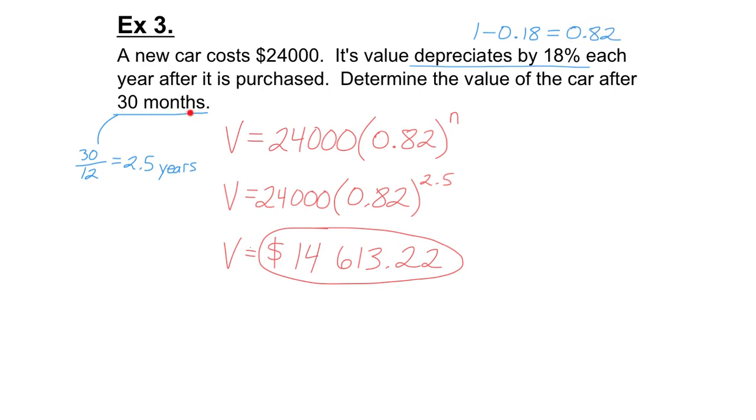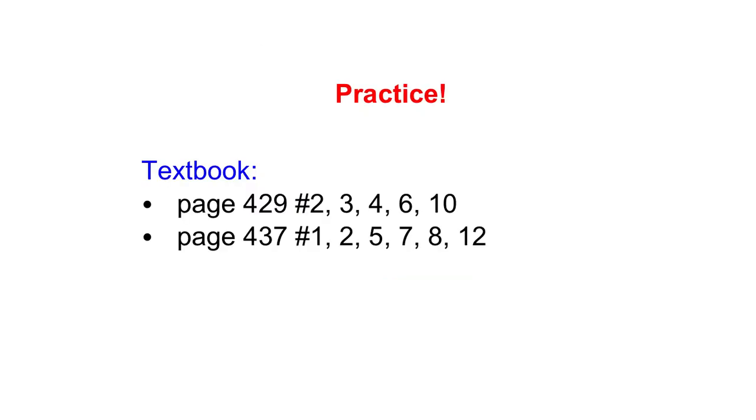30 months, but I need years because this depreciates by 18% each year. So we can't have a mismatch in the units for time. If this is a percent per year, then my time has to be in years as well. So 12 months per year, 30 months would be 2.5 years. Do the calculation. The value is going to be $14,613.22.